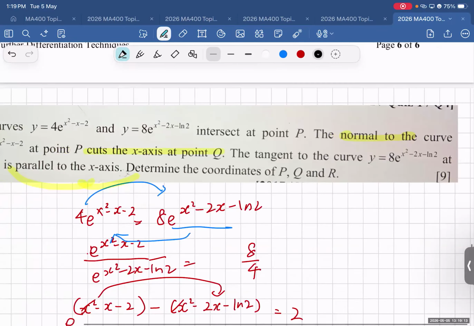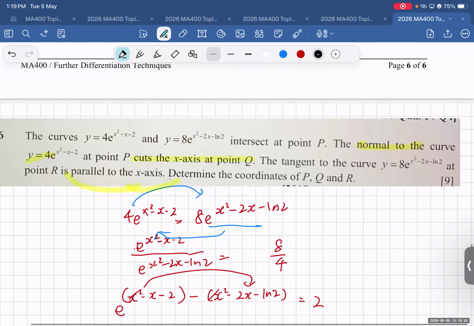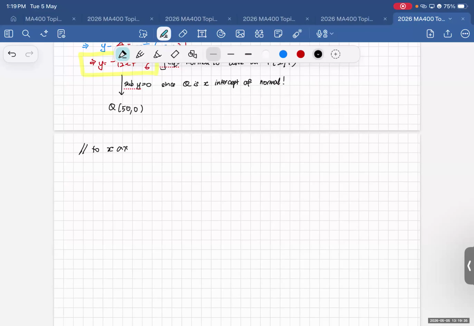Now R, the tangent is parallel to the x-axis. That means what does it say about the tangent? The gradient is 0. So what do you need? You need the tangent. Parallel to the x-axis tells you that the gradient of the tangent is 0, which means I will solve dy/dx equals 0. Let me just fast forward a bit. Now we are looking at this curve. So now what's dy/dx?